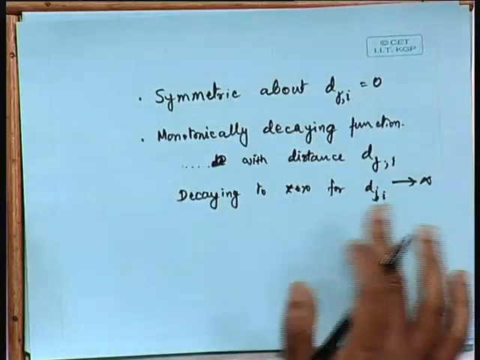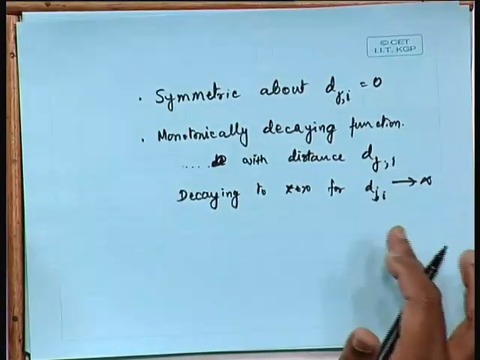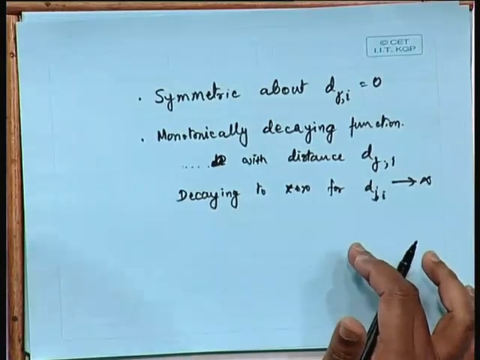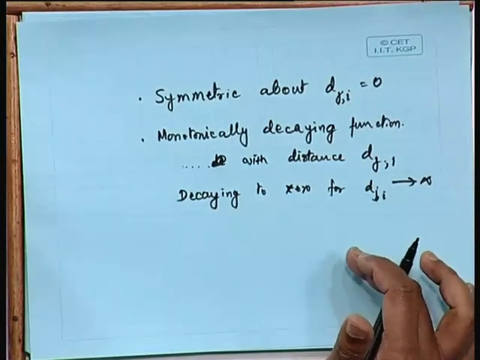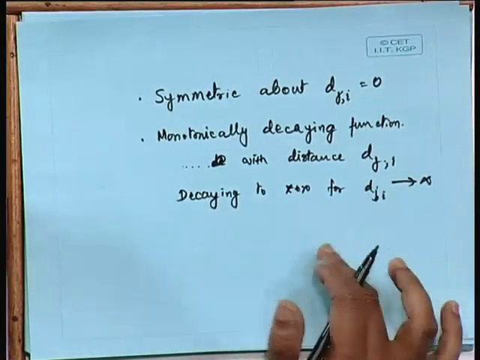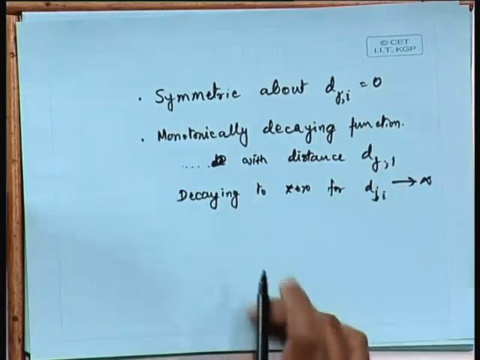So, can we suggest any typical, common, popular function that fulfills these properties? Gaussian. Because a Gaussian is monotonically decaying, it is symmetric about dji equal to 0, and it decays to 0 as dji tends to infinity. So, considering a Gaussian neighborhood is quite logical, since it satisfies these properties.